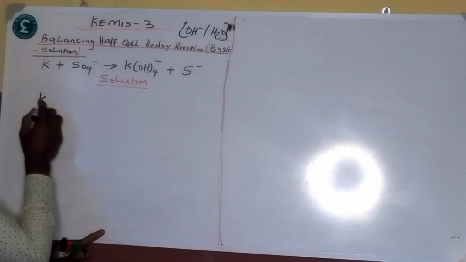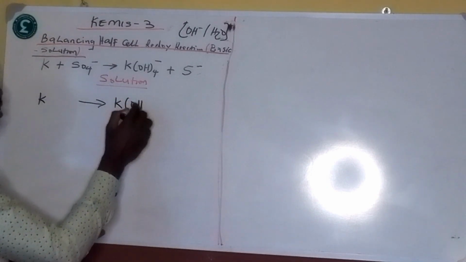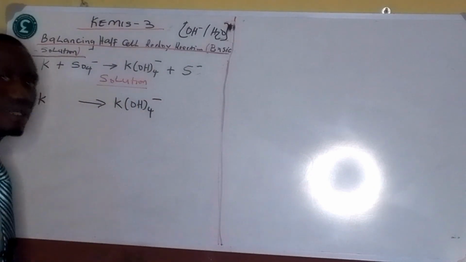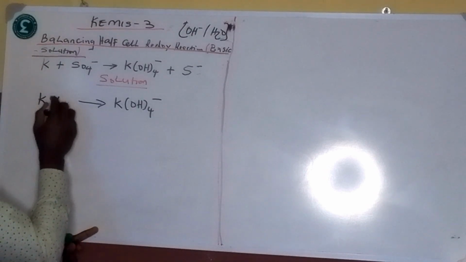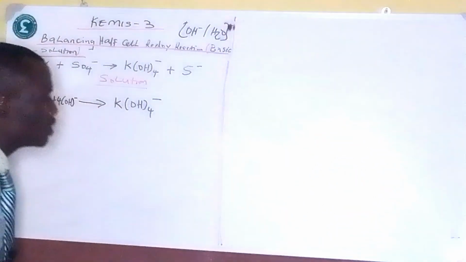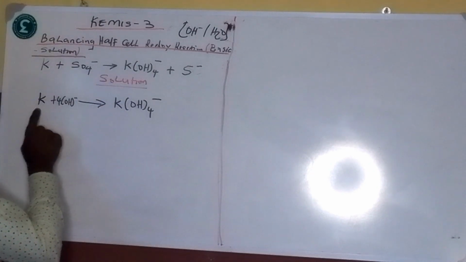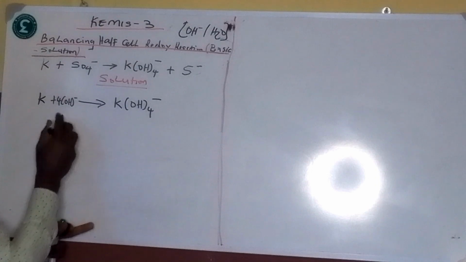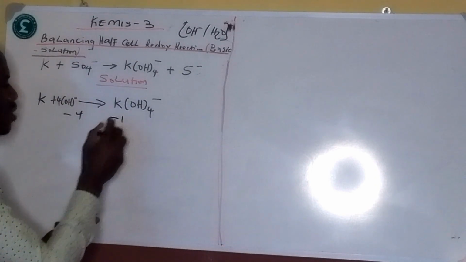We have potassium, which gives me potassium hydroxide. Now, what do I do to balance this equation? I'm going to add 4 hydroxyl. If I add 4 hydroxyl to this side, I'm going to have 4 hydroxyl, 1 potassium, 1 potassium. Meanwhile, notice that I have a -4 charge over there. 4 times -1 is -4. I have a -1 charge.